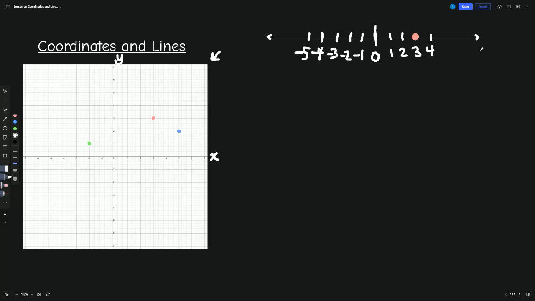So this number over here we could say was just represented by 3, but now we need two numbers. So we group these numbers within parentheses, and we write the left and right number. And when I say left and right, I'm talking about the direction for x. We write that one first, and then we separate the second number by a comma, and then we do the up and down, which is the y.